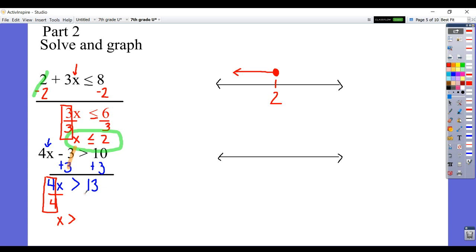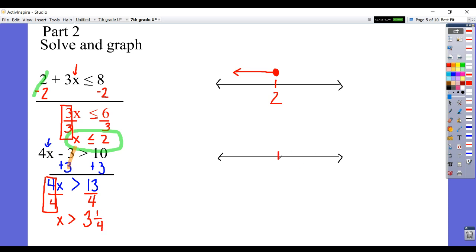And then if you divide by 4 on this side, you have to divide by 4 on this side. So whatever you do to one side of the equation, you have to do the other to keep them balanced and equal. So 13 divided by 4, you can put in your calculator, you could change it to a mixed number. Either way, you get 3 1/4 or 3.25. I would take either one.